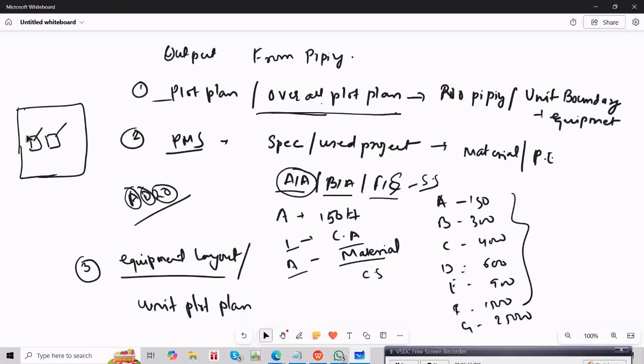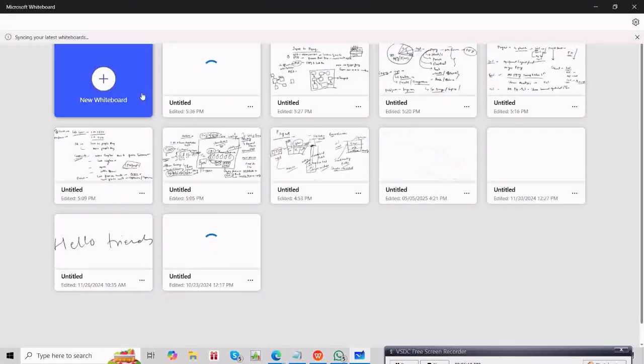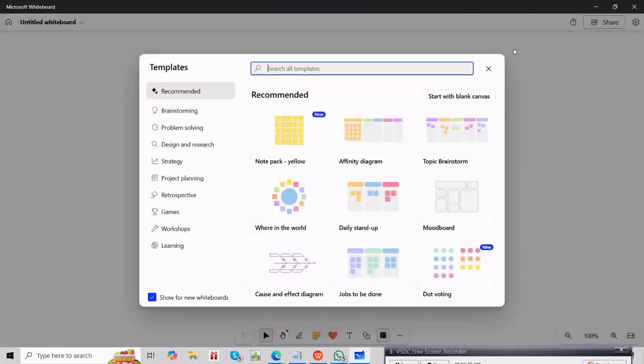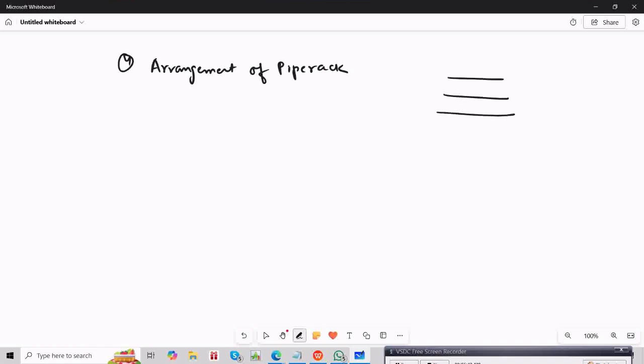Now let's move on to the next output, that is called the pipe rack layout, or you can say the arrangement of the pipe rack. So the fourth point is arrangement of pipe rack. Now, what do you mean by arrangement of pipe rack? The pipe rack arrangement means the tiers, how many tiers, and the width of the pipe rack.